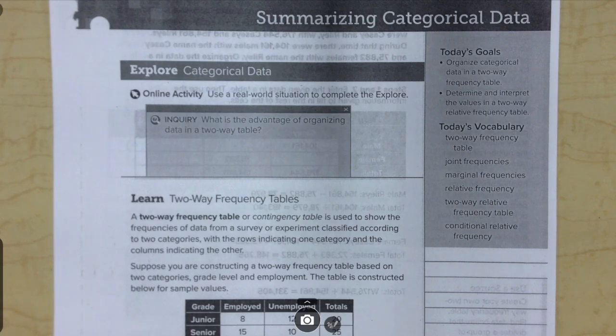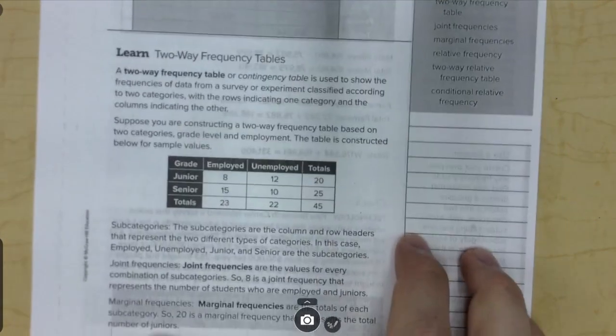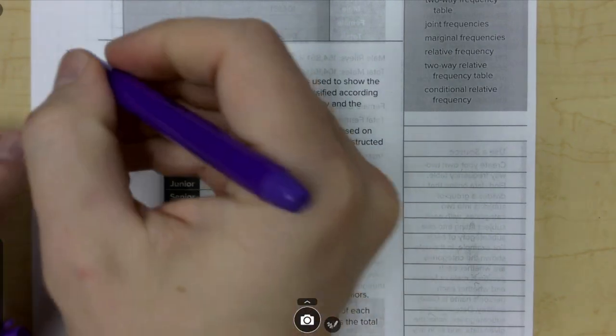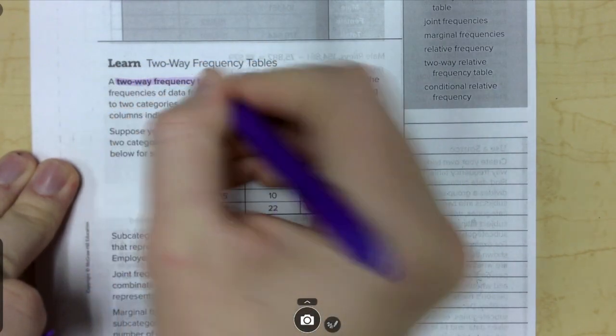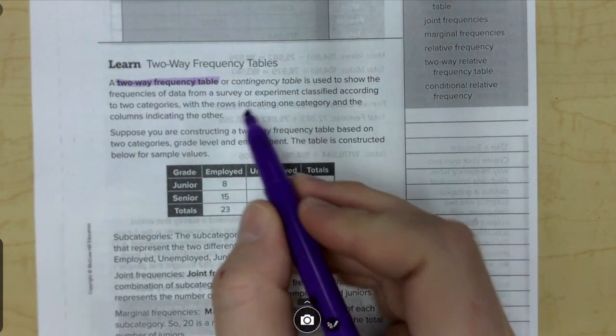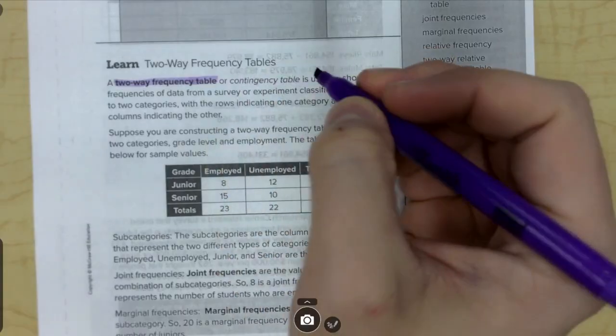Hello and welcome. Today we're on our final section, summarizing categorical data. Jumping right into things, we're learning about two-way frequency tables. Two-way frequency tables just compare two objects and their relative frequencies. This is also known as a contingency table.